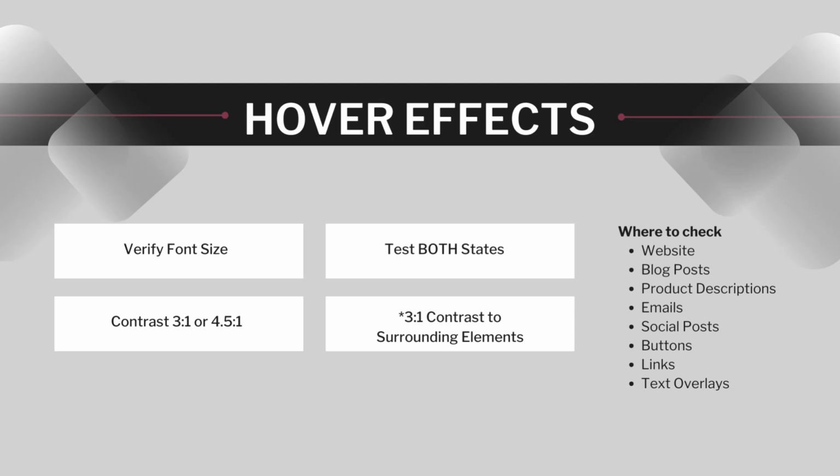Again, we're going to start by verifying our font size. This could go honestly either way. I see a lot of normal size text in buttons, and I see larger and often bold text. So we're going to verify the font size first. Then we'll figure out what contrast ratio we're trying to meet. And then we need to test both states of the hover.